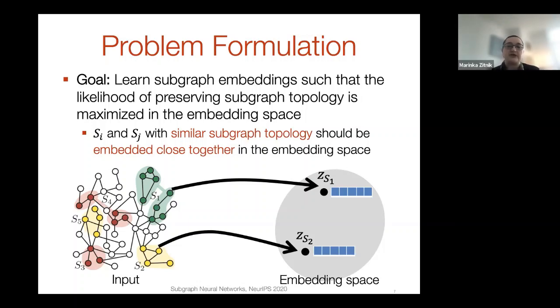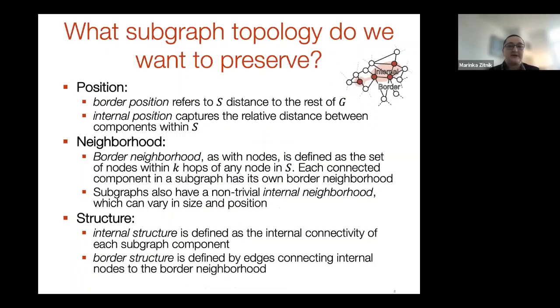So the core question now becomes, what does it mean that two subgraphs have similar subgraph topology? What do we mean by that? Here, when I use the term topology, I'm using it in the context of how topology is typically understood in the field of network science, where topology is often characterized through 3 particular aspects that capture the connectivity and structure of graphs.